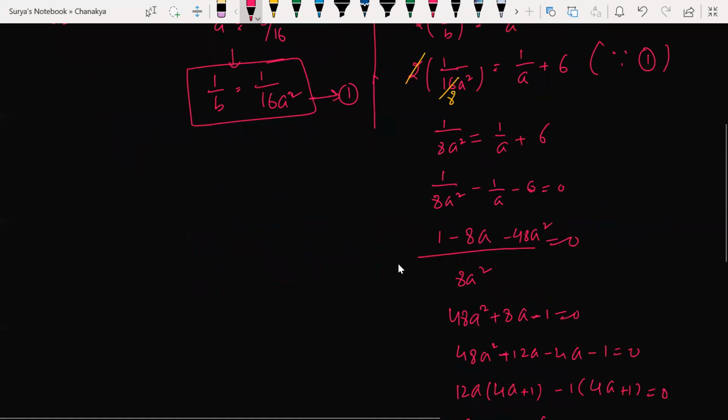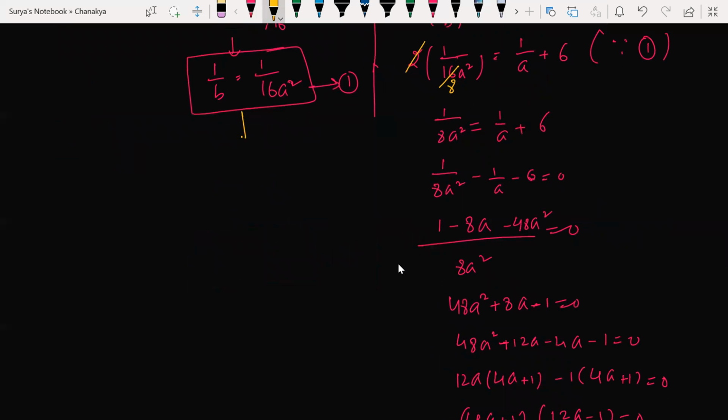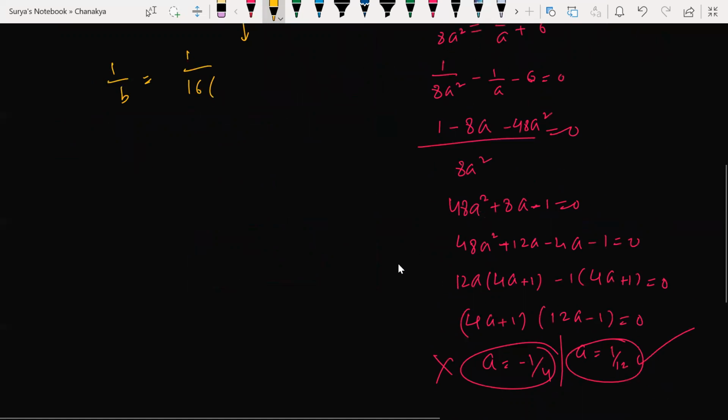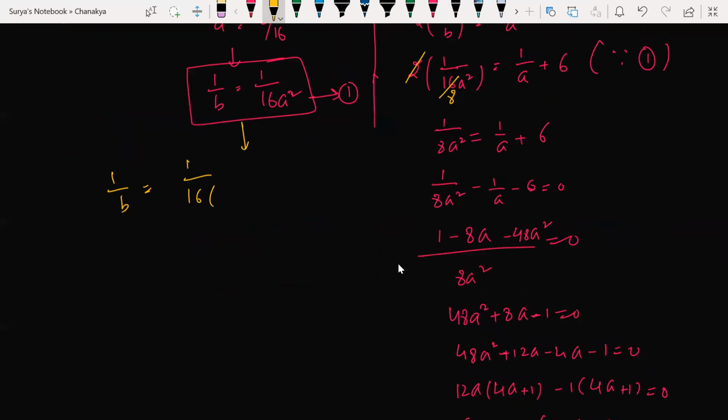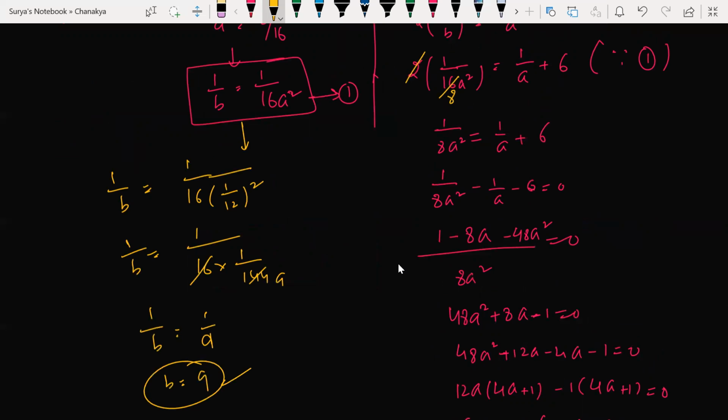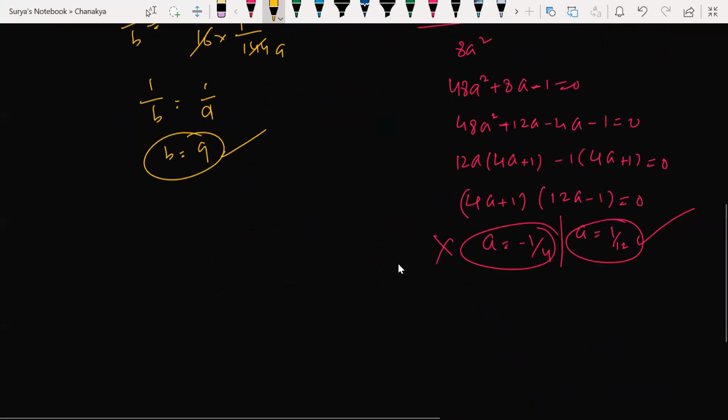So how can I find out B value? From the first equation, 1 by B is equal to 1 by 16 into A square. What is A value? 1 by 12, right? So 1 by 12 whole square. 1 by B is equal to 1 by 16 into 1 by 144. 16 9s are 144. So 1 by B is equal to 1 by 9. B value is 9. Correct? B value is 9 I got. A value 1 by 12 I got.